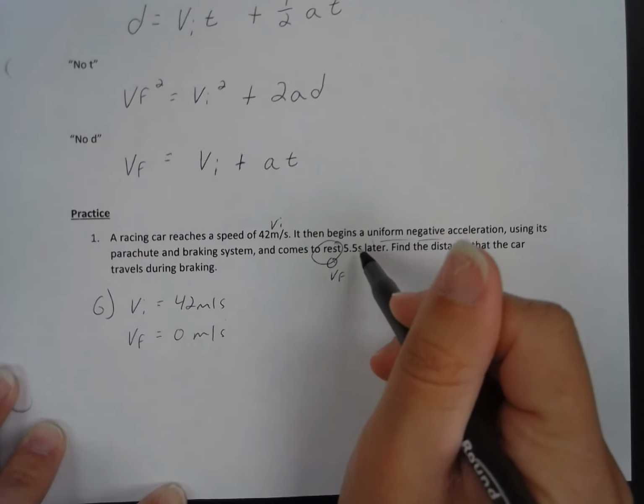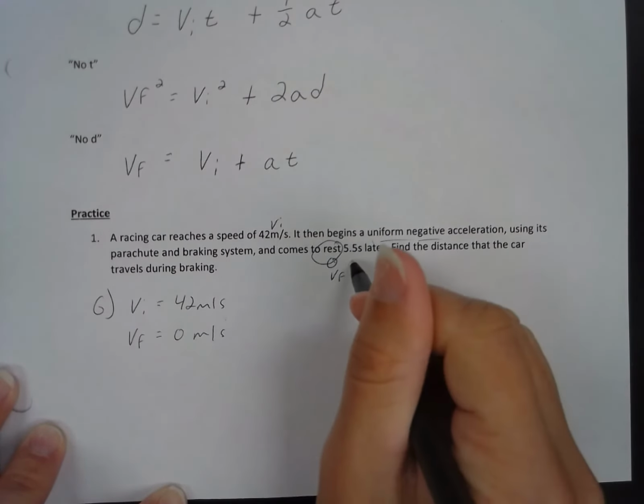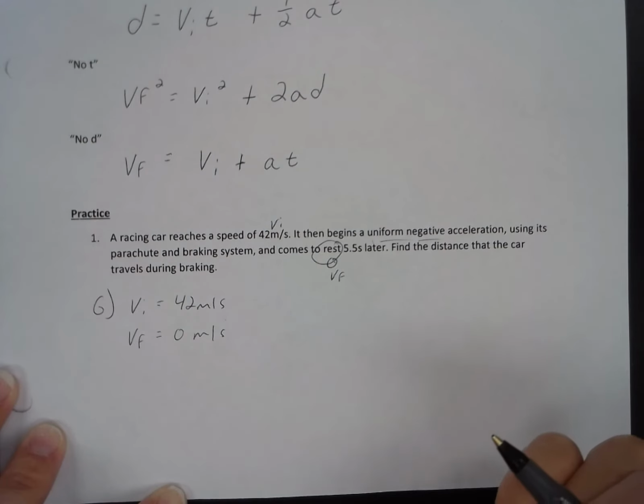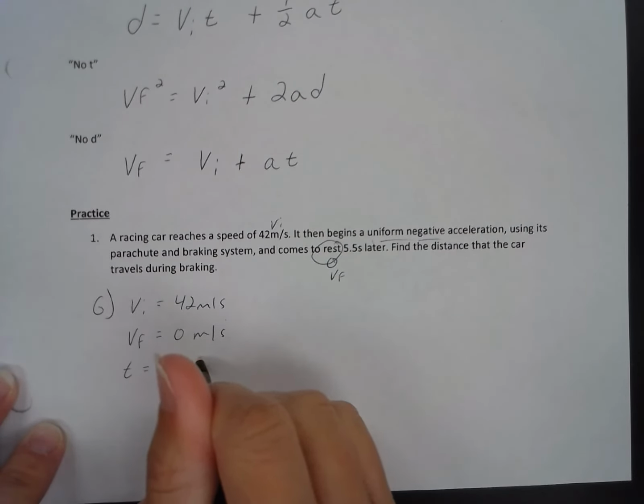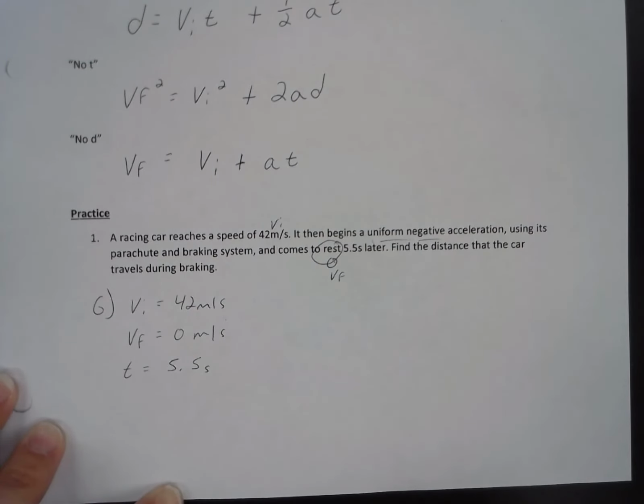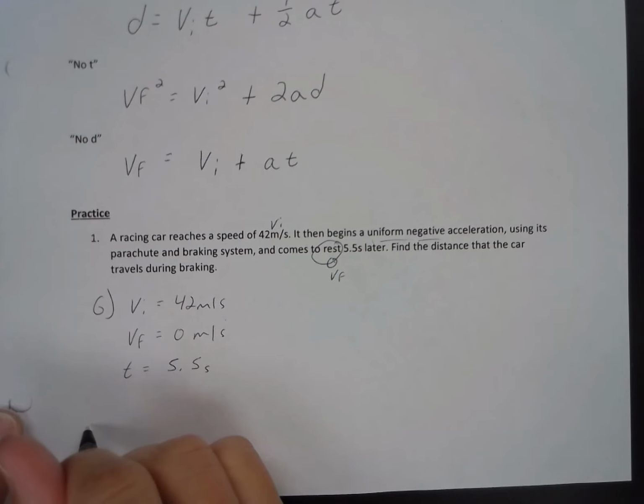Now I come to a rest 5.5 seconds later. Seconds is the unit for time. So I have a time of 5.5 seconds. And I'm asked to find the distance that the car travels during braking. So distance is my unknown.